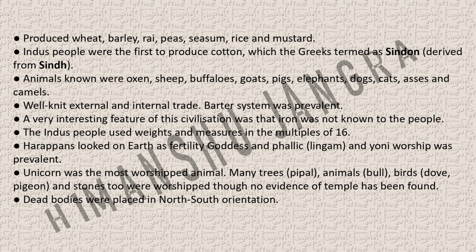Well-knit external and internal trade. The barter system was prevalent. A very interesting feature of this civilization was that iron was not known to the people. The Indus people used weights and measures in multiples of 16. Harappans looked on earth as a fertility goddess, and phallic, lingam, and yoni worship was prevalent. The unicorn was the most worshipped animal.